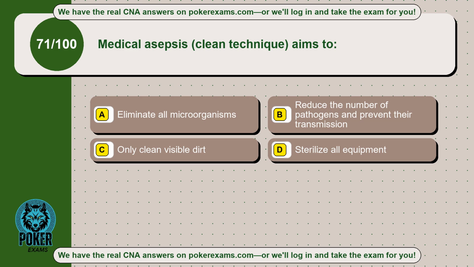Question 71. Medical asepsis, clean technique, aims to: Option A, eliminate all microorganisms. Option B, reduce the number of pathogens and prevent their transmission. Option C, only clean visible dirt. Option D, sterilize all equipment.